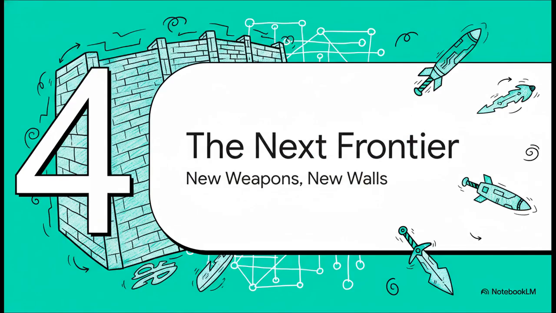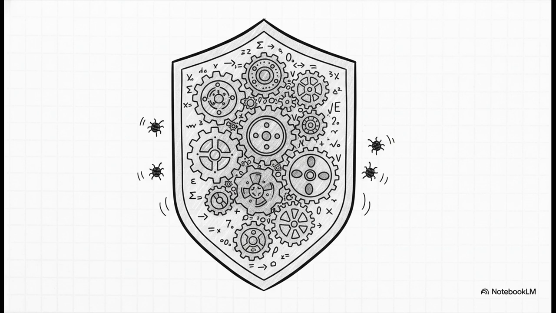But here's the thing, the siege never stops. It's a constant battle. As defenders build stronger and stronger walls, attackers are always out there forging new, more powerful weapons. So let's take a look at what's on the horizon. For decades, security has been this endless cat and mouse game, right? Find a flaw, patch the flaw, repeat. But what if you could build a system that was provably secure, like with math? That's the wild promise of something called formal methods. It's about using mathematical logic to prove that a system is just flat out immune to entire categories of attacks.